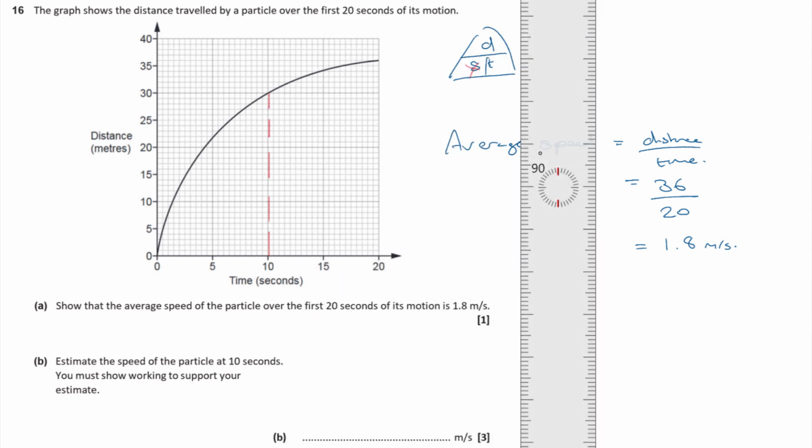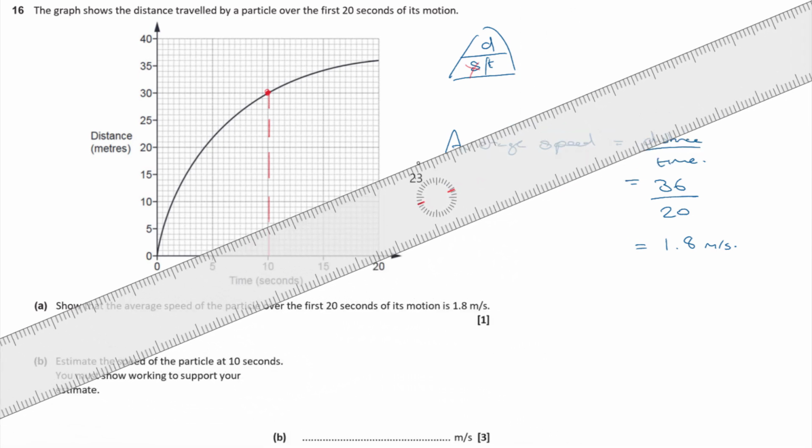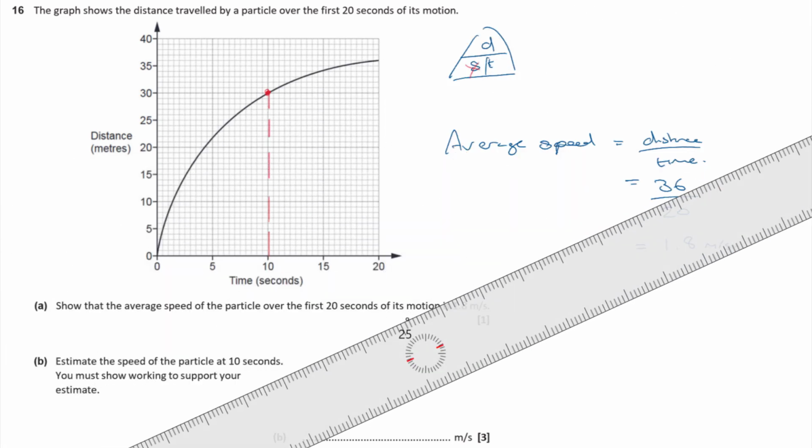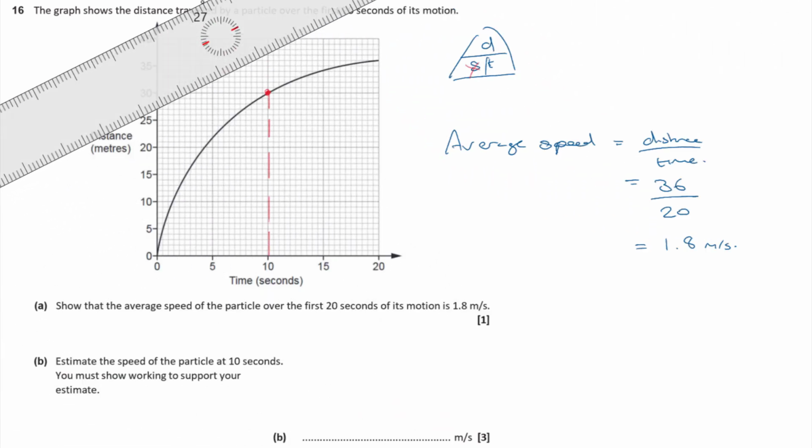We're talking about this point on the curve here then, isn't it? What is the speed at that point there? Now the way to work out the speed from a distance time graph is the gradient, isn't it? We want to know the gradient at that point. Now this is a curving line, so we can't just take 2 points and do change in y over change in x, because it only works for straight lines.